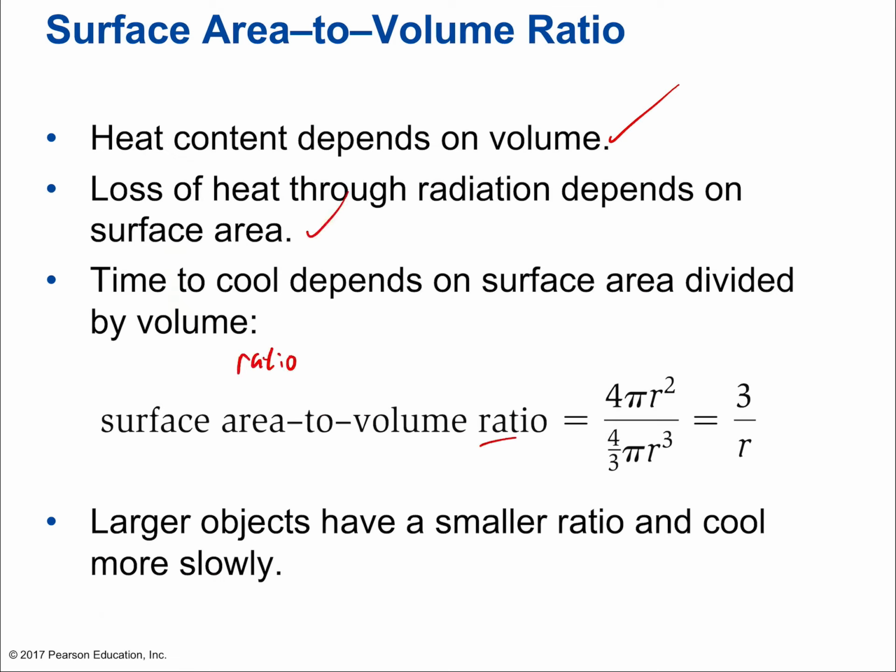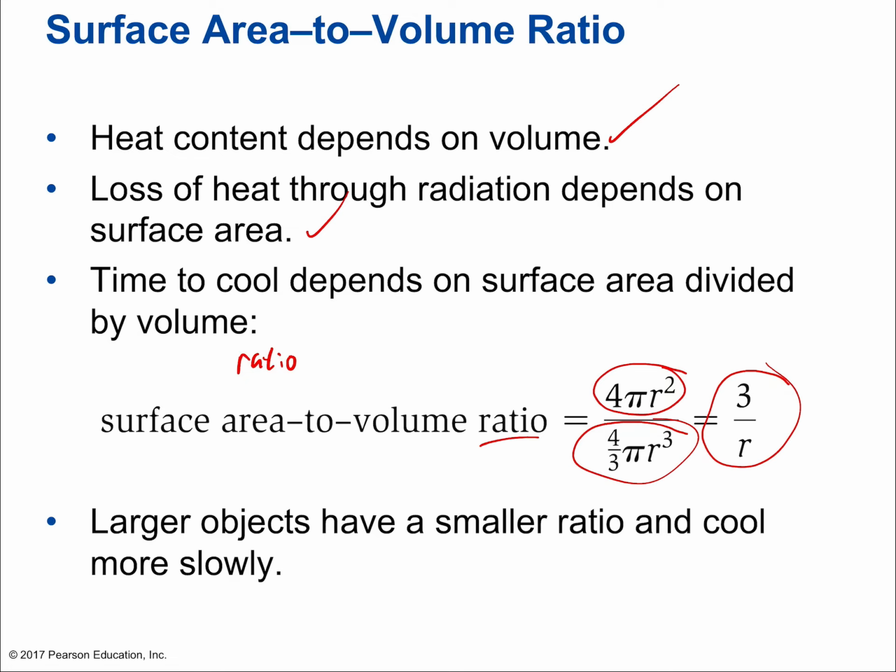So the volume for a sphere, assuming a perfect sphere for planets, a good assumption, is 4/3 pi r cubed. That's the volume of a sphere. Meanwhile, the surface area of a sphere, another geometric formula, is 4 pi r squared. You don't have to memorize these, but they might look familiar. When you cancel out all the like terms, you end up with a 3/r relationship. This tells you that larger objects have a smaller ratio and cool more slowly.